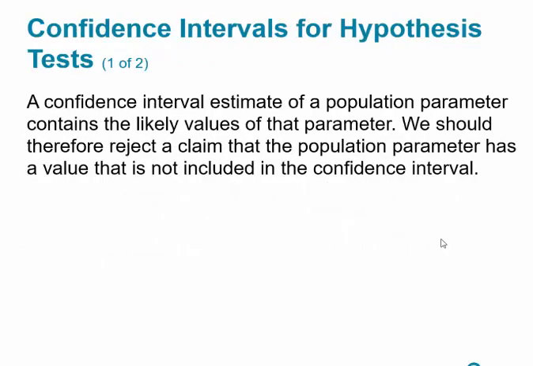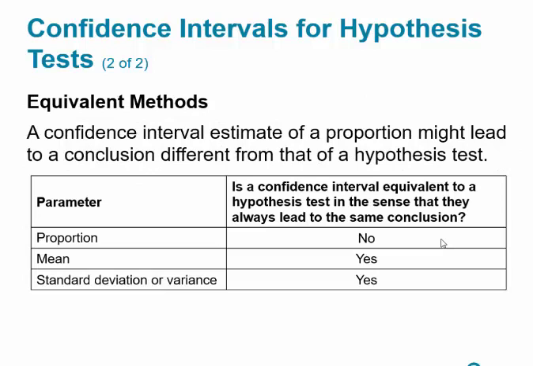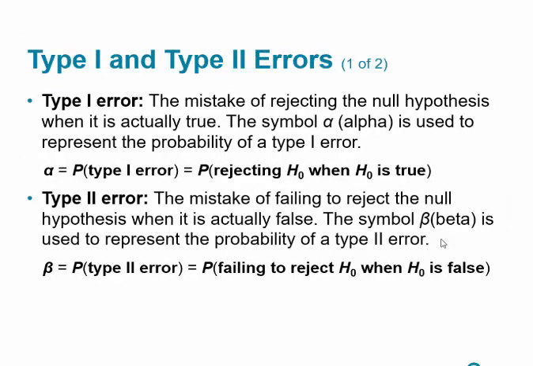Next thing is a confidence interval estimate of the population parameter contains the likely values of that parameter. We've talked about this in class. We should therefore reject the claim that the population parameter has a value that is not included in the confidence interval. Now we have to be careful when we're using the confidence interval method for hypothesis testing. If it's a proportion, is the confidence interval equivalent to a hypothesis test in the sense that they always lead to the same conclusion? For a proportion, the answer is no. For the mean or standard deviation or variance, the answer is yes.